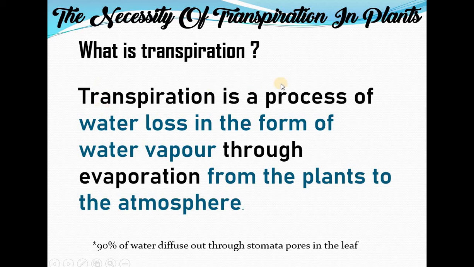So transpiration is a process of water loss in the form of water vapor through evaporation from the plants to the atmosphere. Proses kehilangan air dalam bentuk uap air melalui penyejatan daripada pokok kepada atmosfera. So 90% of water diffuses out through stomata pores in the leaf.